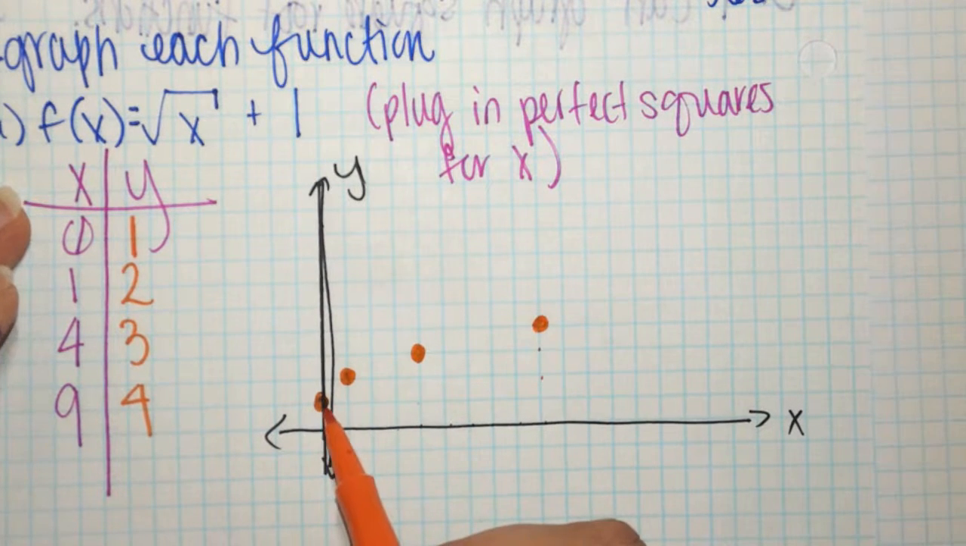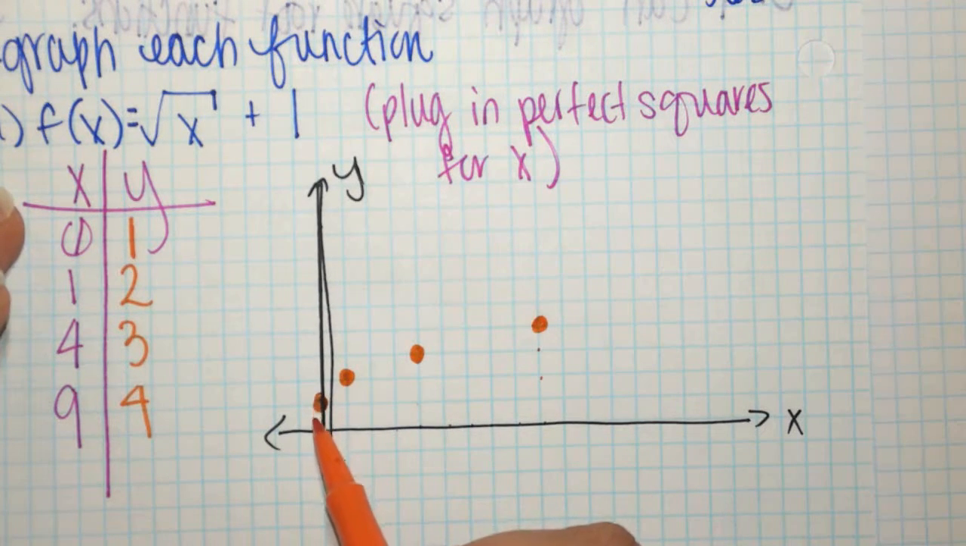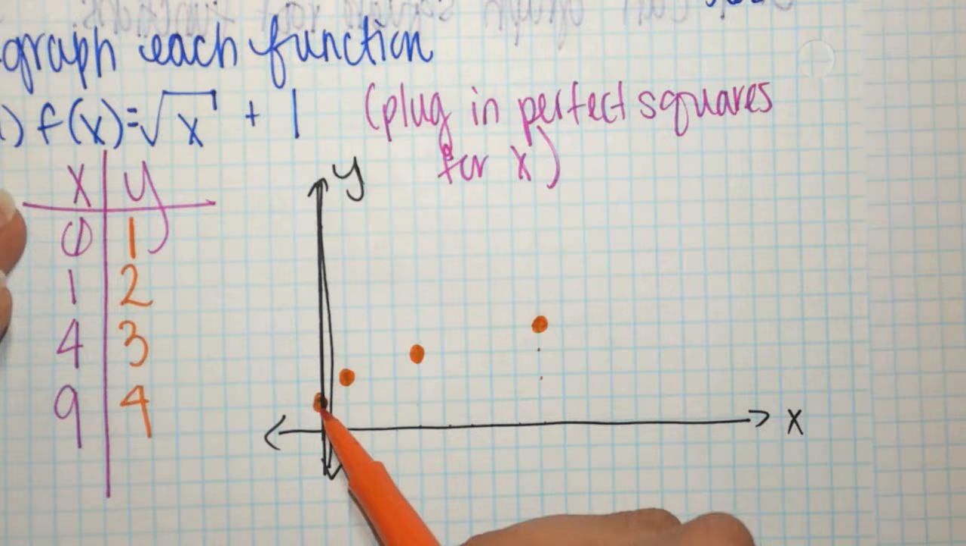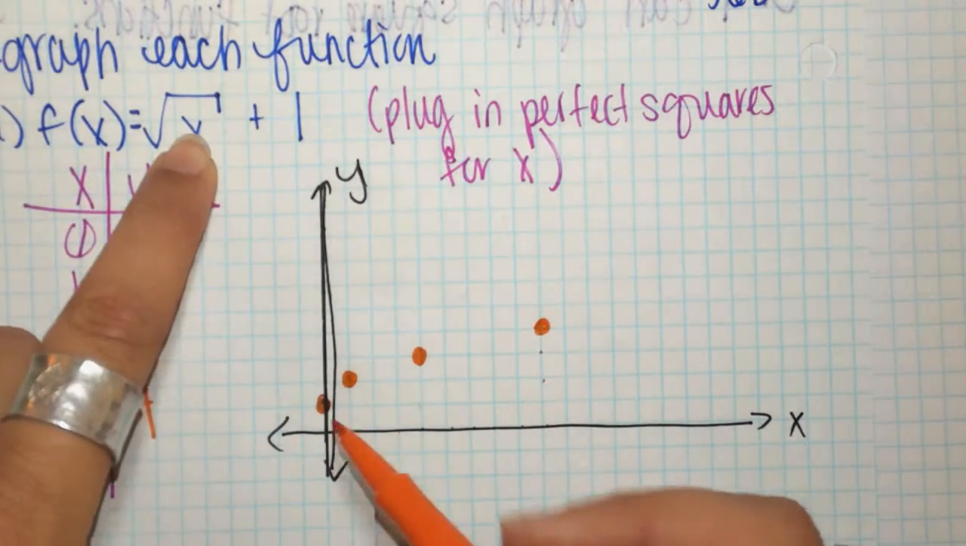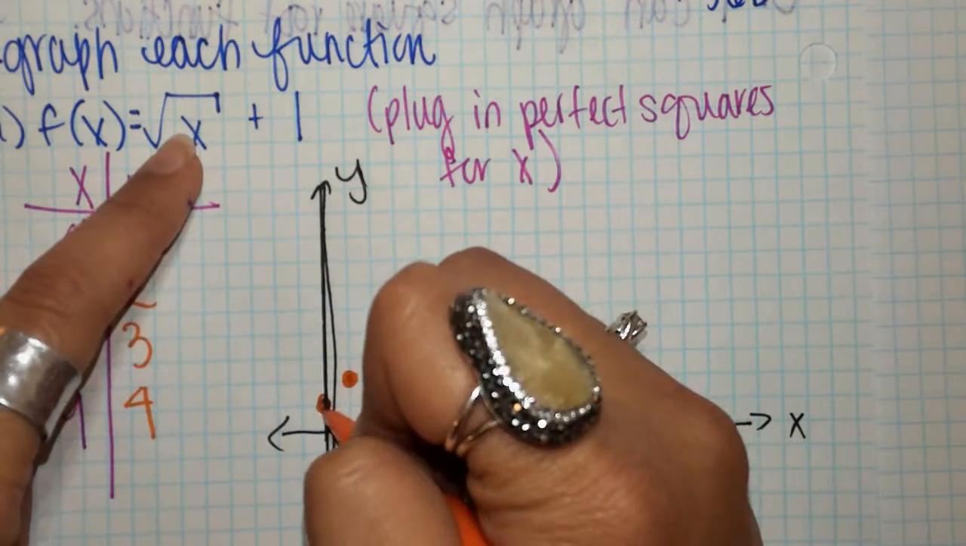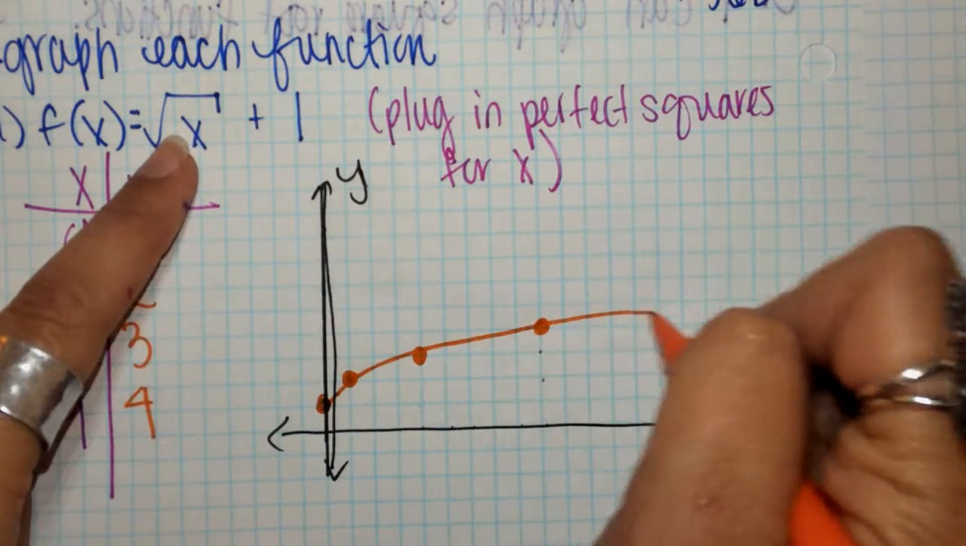Now, can I go below this point? Well, if I went below it, I would be plugging in negatives, right? And can I have a negative square root? So you can't go below that point. So it stops at that point, and then it goes that way.